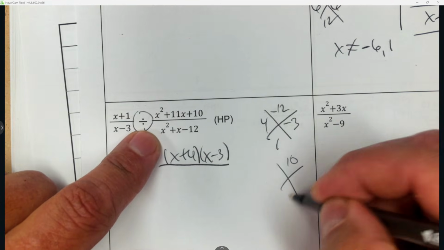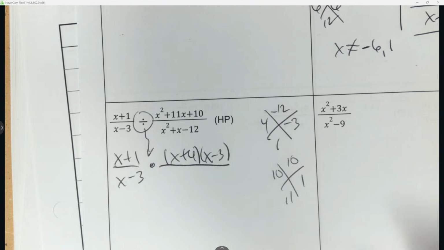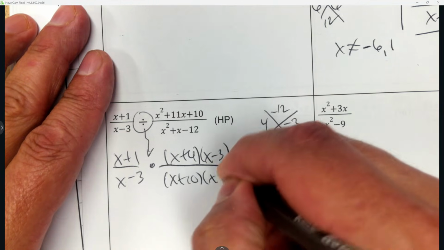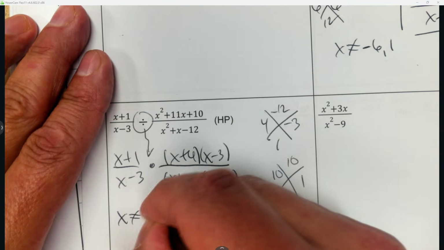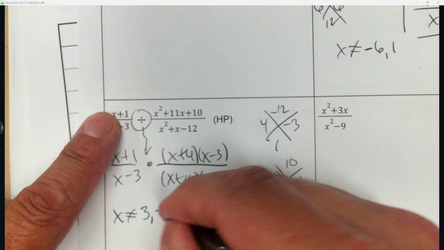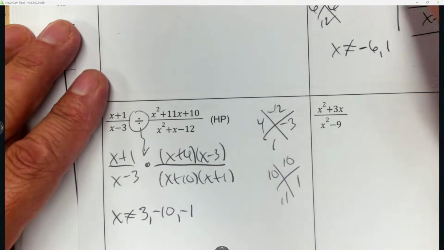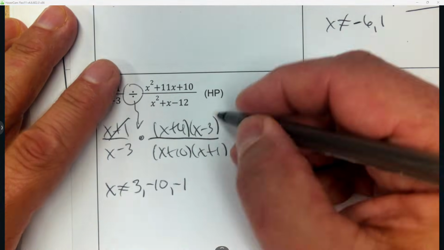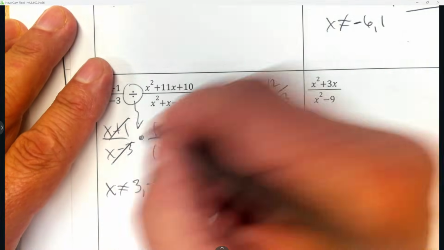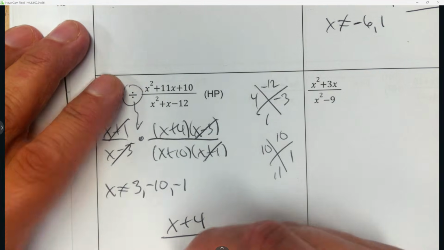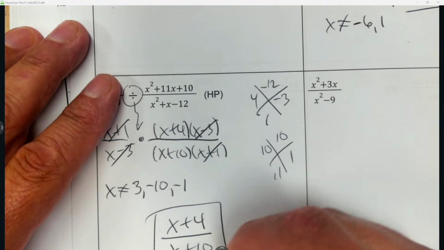Again, a simple diamond. So the two numbers that multiply to 10 and add to 11 are 10 and 1. So my restrictions are positive 3, negative 10, and negative 1. Match and cross out x plus 1, cross out x minus 3. So my answer is x plus 4 over x plus 10.